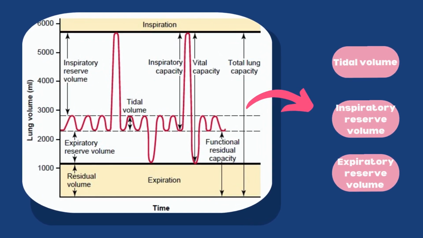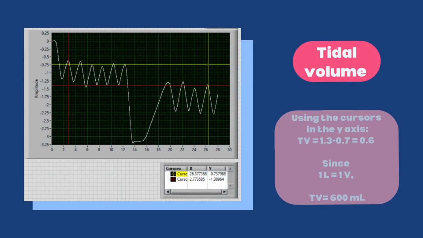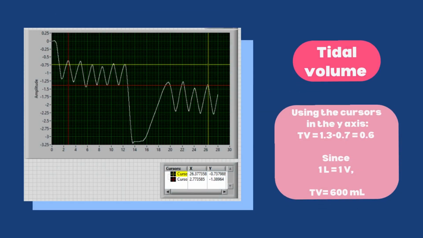Using the technique shown on the last slide, the following tidal volume was reached. Using the cursors led to the conclusion that the operation to obtain this value would be 1.3 minus 0.7, resulting in 0.6. So the tidal volume obtained is 600 milliliters.